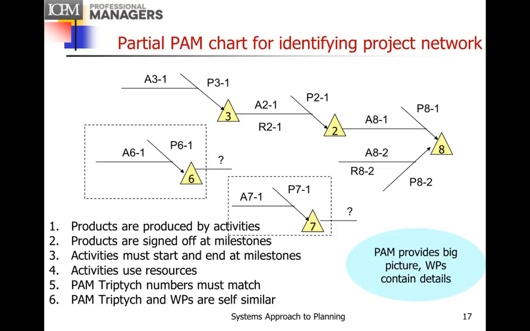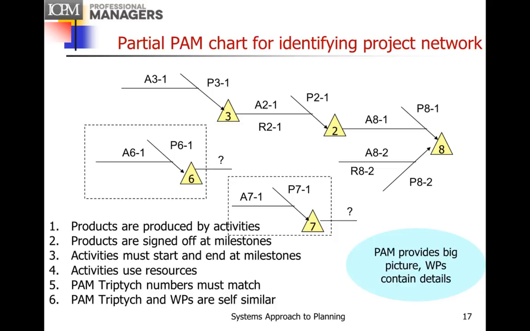All products are produced by activities, the products are signed off at the milestones, activities must start and end at the milestones, and activities use resources. And the PAM triptych numbers must match, and the triptych numbers and the work packages are self-similar. So as you go down lower and lower in the detail, you've got the same scheme.